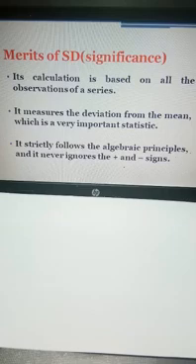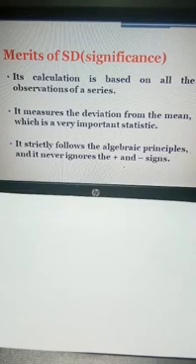First of all, its calculation is based on all the observations of the series, because we are including all the observations, we are neglecting no observation. Okay, we already discussed the range and the quartile deviation. In those cases we are taking only the extreme values, or sometimes we are neglecting 50% of the data. But in case of the standard deviation, we are not neglecting any observation, it is based on all the observations in the given series.